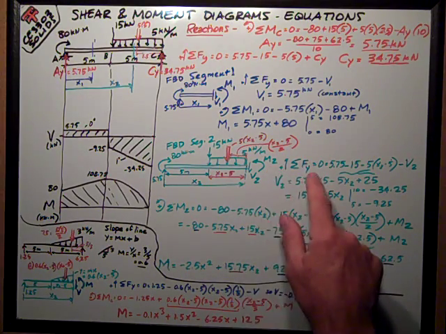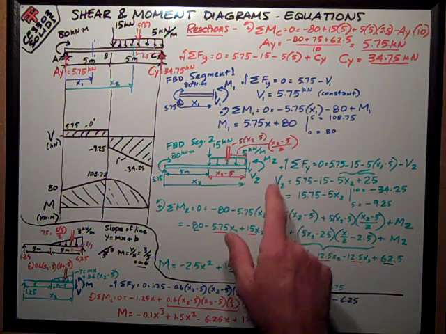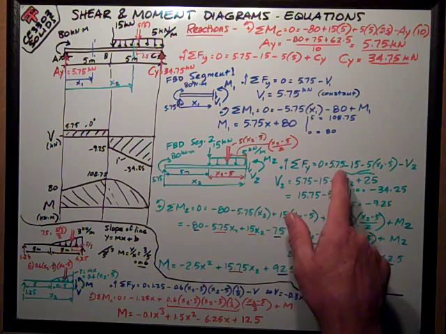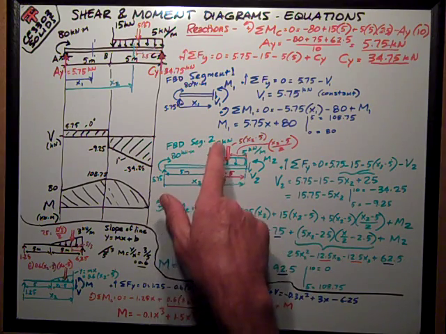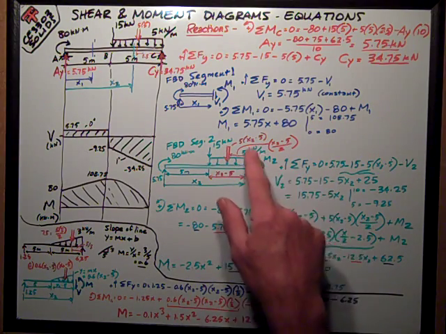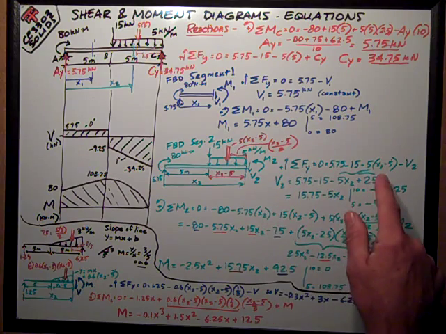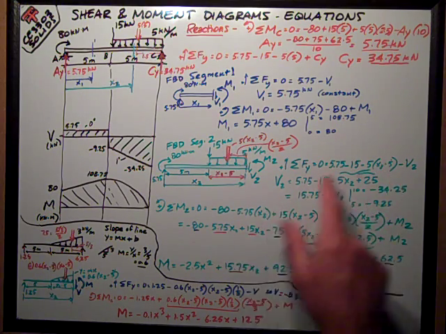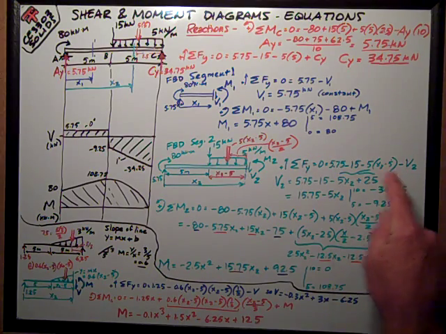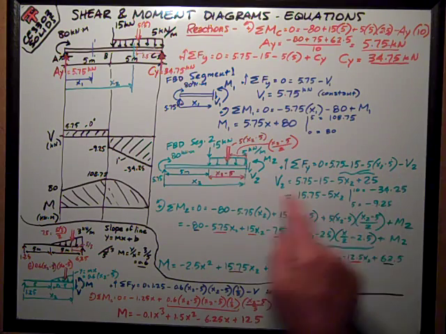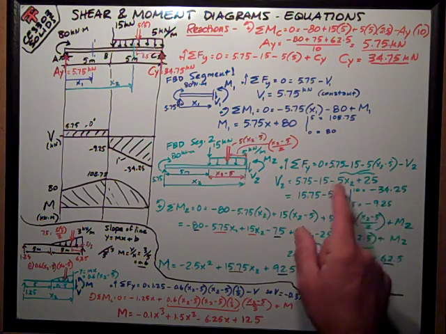Okay, so first let's do sum of forces in the y direction. Positive is up, it's equal to 0. 5.75 is my reaction, minus my 15 kilonewton concentrated load, minus the resultant of the distributed load, which I've said is 5 times quantity x2 minus 5. And then I have this internal force reaction, V2, which is negative because it's down.